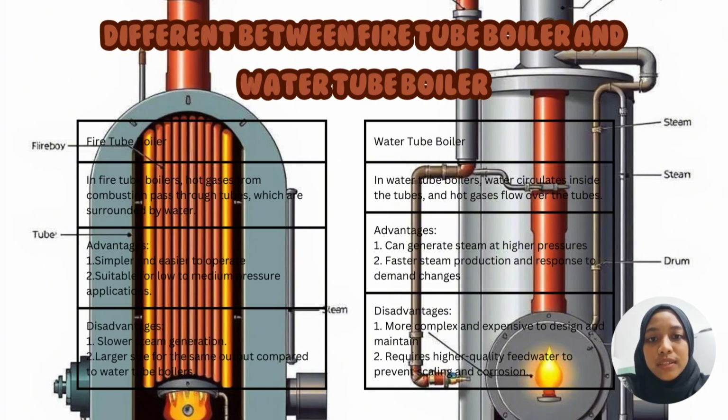Second, faster steam production in response to demand changes. Advantages of fire tube boiler is simpler and easier to operate. Second, suitable for low to medium pressure application.